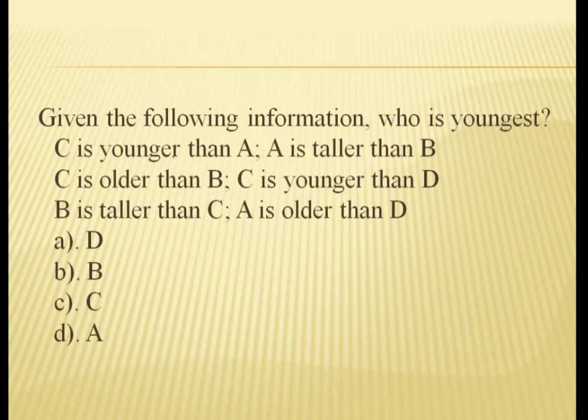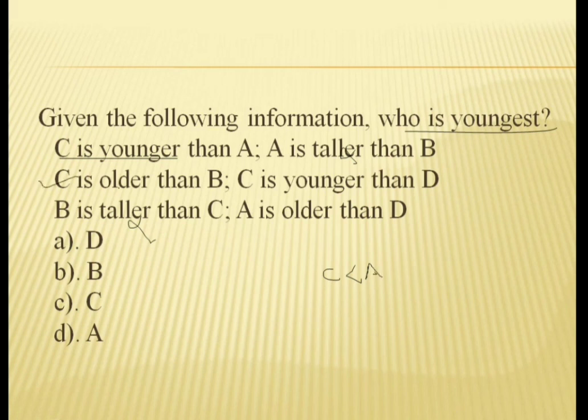Given the following information, who is youngest? So the information is given. C is younger than A, A is taller than B, C is older than B, C is younger than D, B is taller than C, and A is older than D. We have to find out who is youngest. So the height comparison is not needed here. A is taller than B and B is taller than C, that can be eliminated.